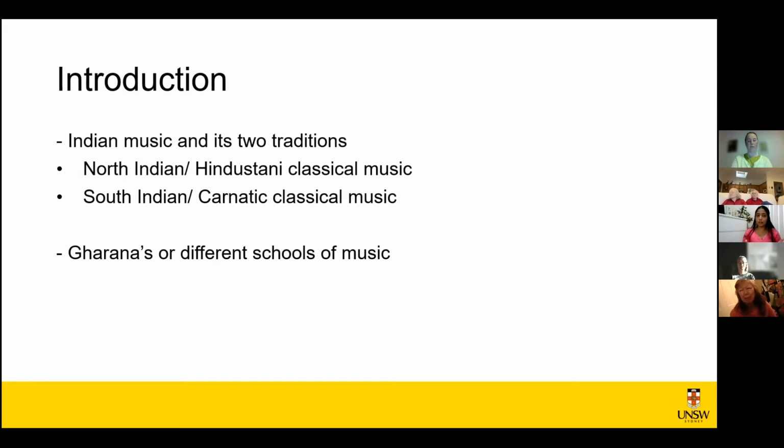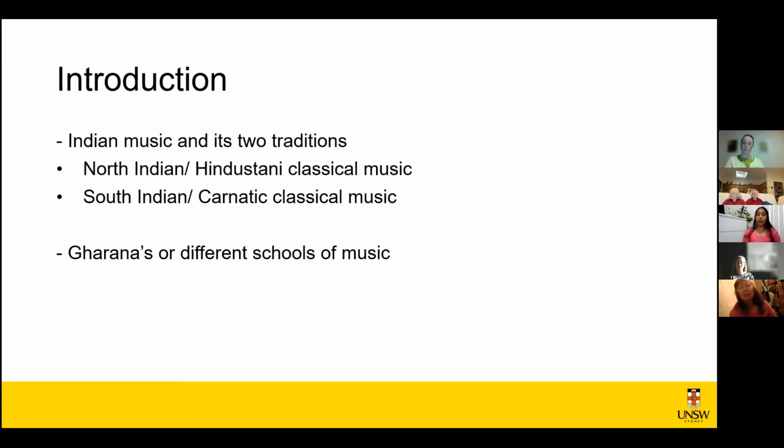And they diverged, and as the name suggests, they belong to two different regions of India. So one is North Indian, the other is South Indian. And the major difference between these two different styles of music is Carnatic music has a very strong composition base, like very strong compositions. However, the North Indian music gives flexibility of improvisation. So there are a lot of improvisations.